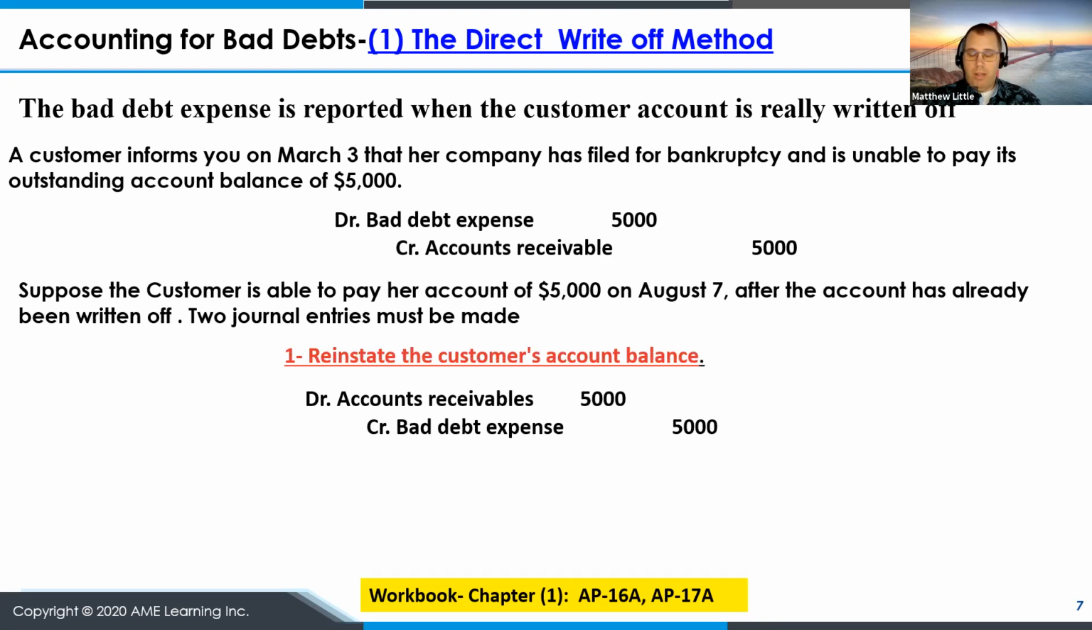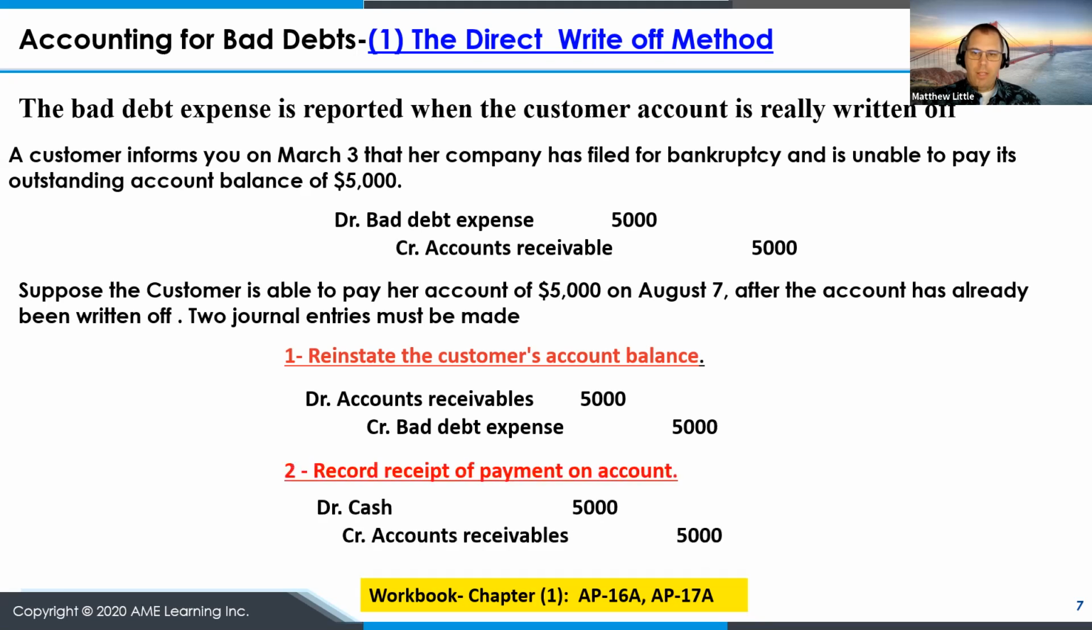However, maybe months later, we're told by that customer, we've already written off the account, that they're able to pay it now. In this situation, we need to reinstate or recreate the accounts receivable for that customer. So we'll debit the accounts receivable to add it back to our balance sheet for $5,000, and we'll reverse the bad debt expense. So we'll credit the bad debt expense for $5,000. Then we will record the payment on account, being a debit to cash because they've given us cash, and we'll credit our AR to clear out the AR for that customer for $5,000. A couple of workbook exercises are noted at the bottom if you decide to do some practice.